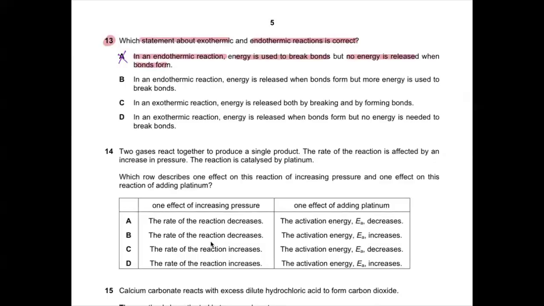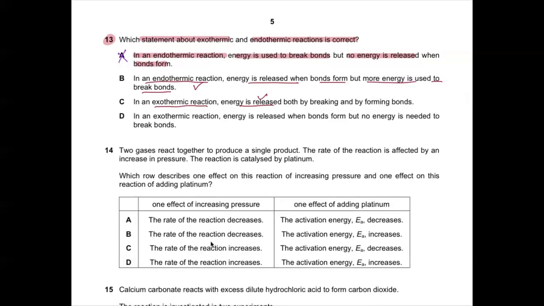So A goes wrong. In an endothermic reaction, energy is released when bonds form, but more energy is used to break bonds. Yes, this seems correct. In an exothermic reaction, energy is released both by breaking and forming bonds. No, when breaking bonds, the energy is always absorbed. So C goes wrong. In an exothermic reaction, energy is released when bonds form, but no energy is needed to break bonds. So the last part, option D, is wrong again. So we are left with only option B, which is correct.